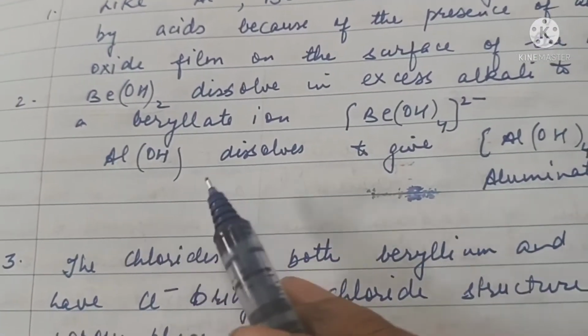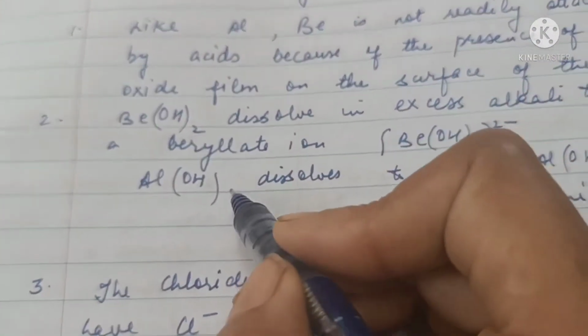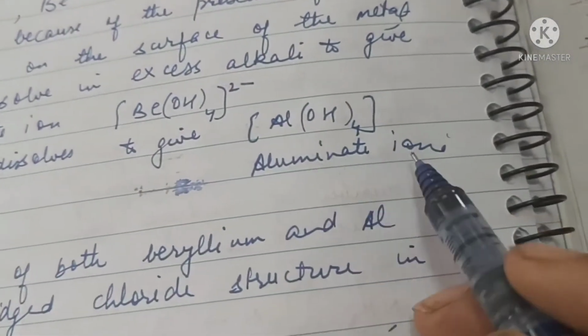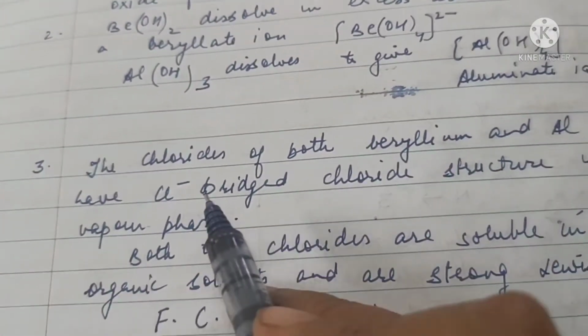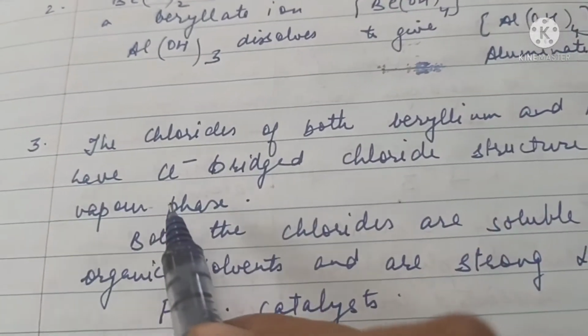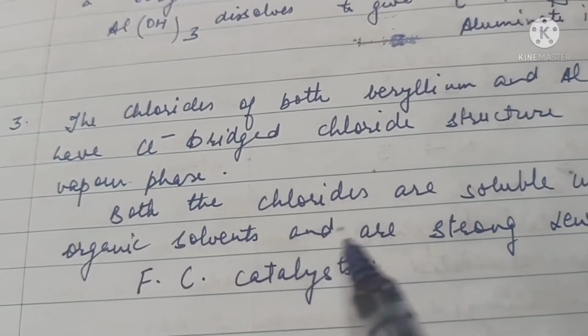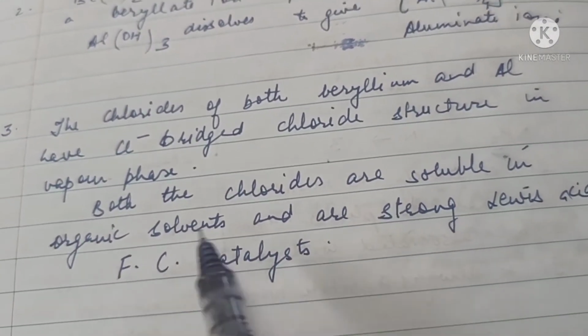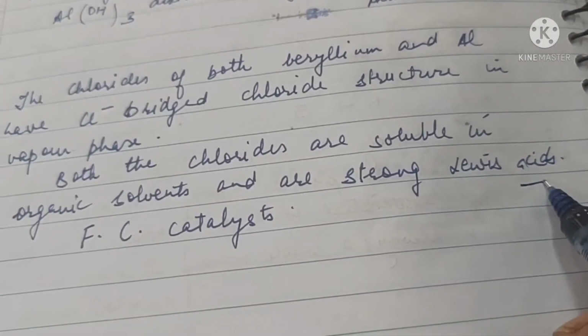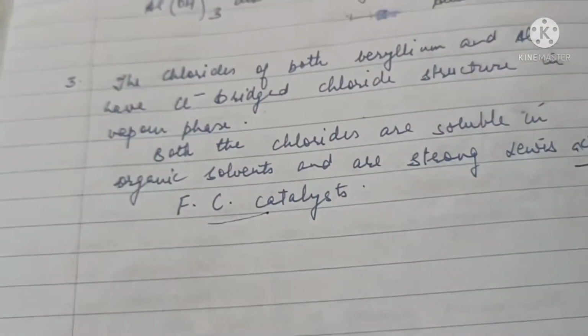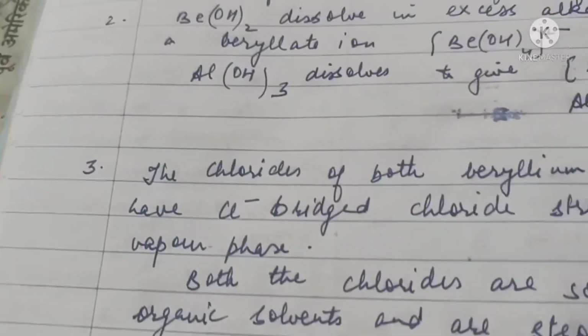Similarly, aluminium hydroxide dissolves in excess alkali to form aluminate ion. The chlorides of both beryllium and aluminium have chloride-bridged structure in vapor phase. Both the chlorides are soluble in organic solvents and are strong Lewis acids, and both are used as Friedel-Crafts catalysts.